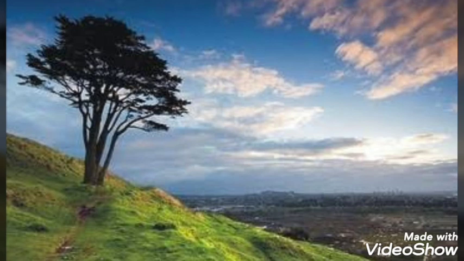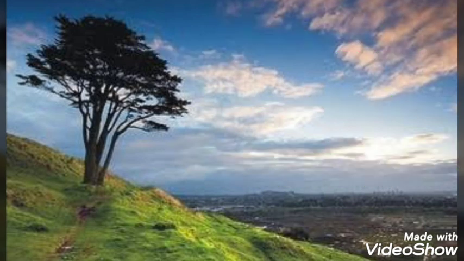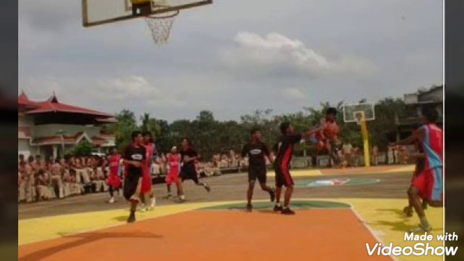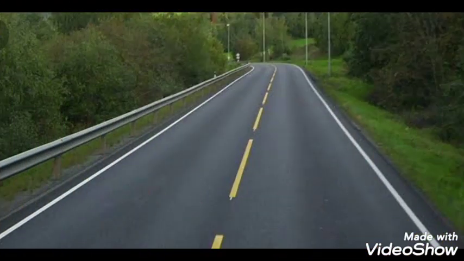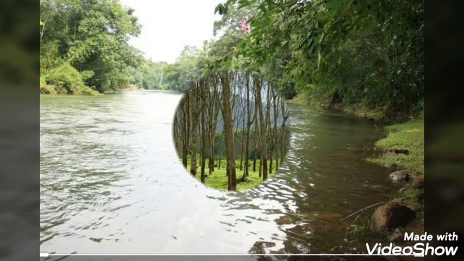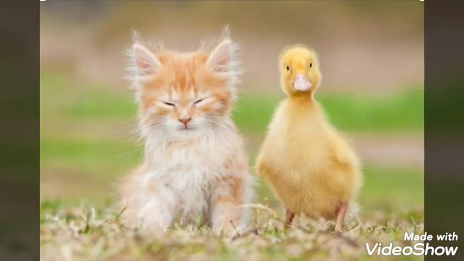And you know, the word environment is derived from a French word, environner, meaning neighborhood. In that sense, whatever we see in our surroundings makes the environment. For example, our school, our playground, the roads, the mountains, the river, the trees, animals, etc.